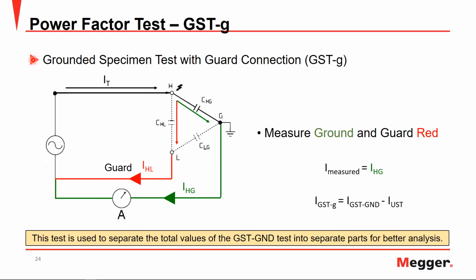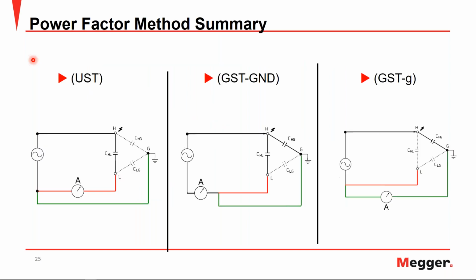Now this test method is used to separate the total values from the GST method, the previous method we just looked at, for better analysis. And what that means is the GSTG is equal to the grounded specimen test minus the ungrounded specimen test. And we're going to take a look at that in the summary here.